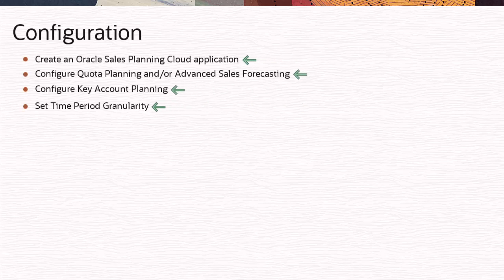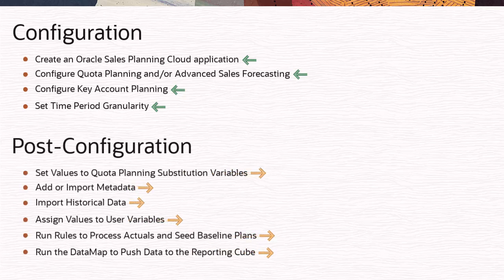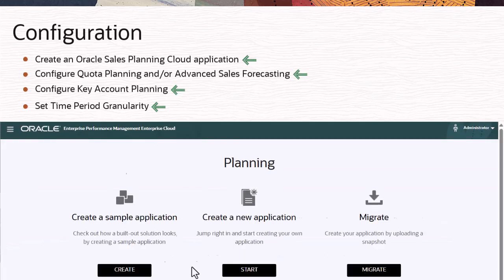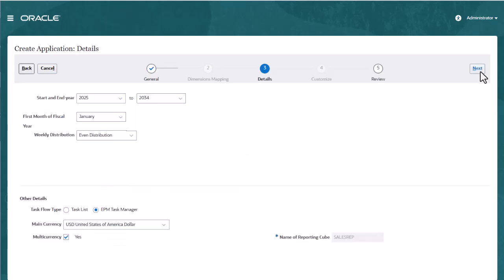I'll go over the configuration tasks you need to complete to implement key account planning. After the configuration, make sure to perform the post-configuration tasks before starting your planning process. To get started, create an Oracle Sales Planning application with settings for calendar, period, currency, and reporting specific to your organization.